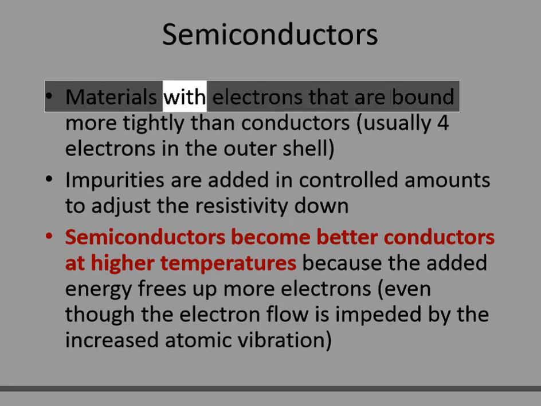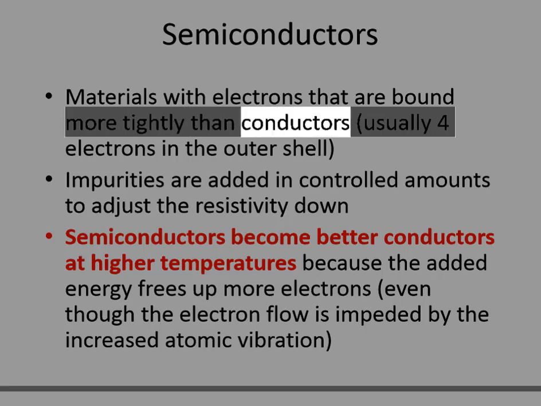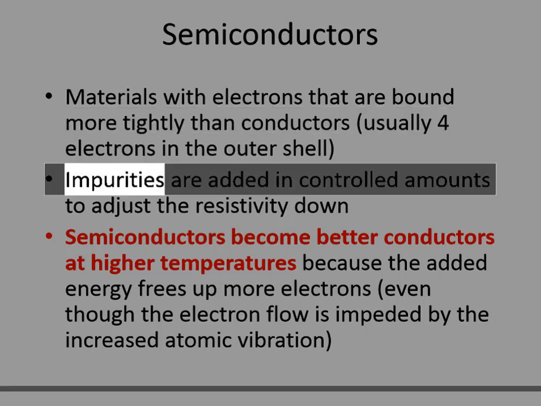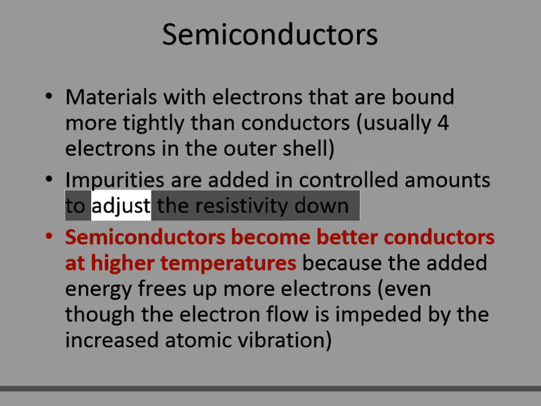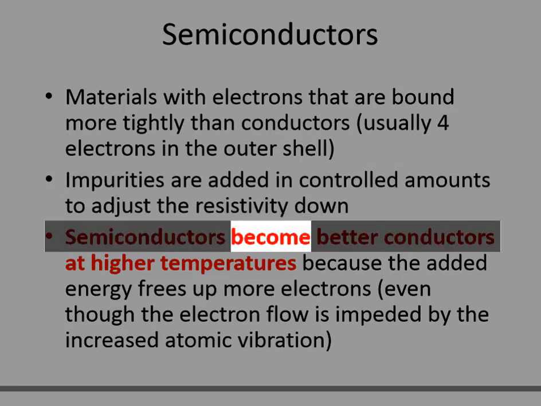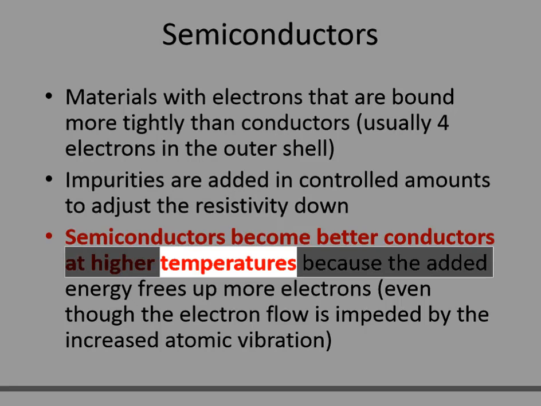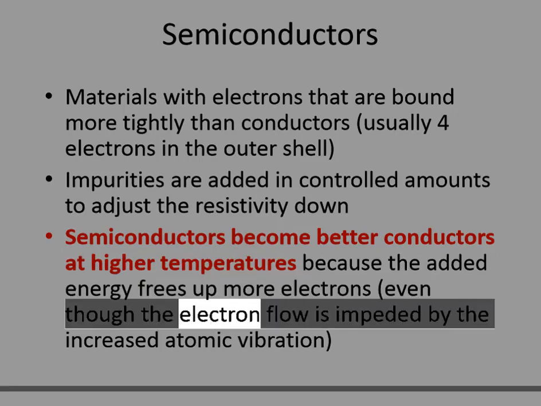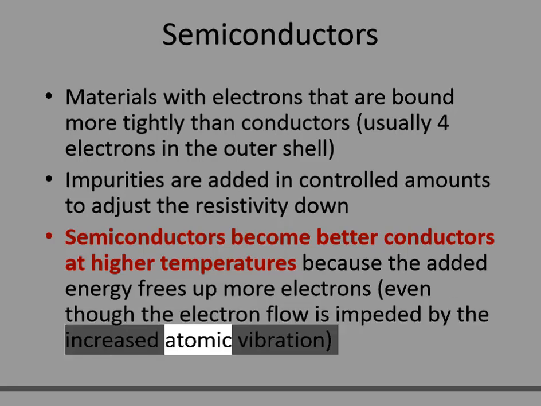Semiconductors, materials with electrons that are bound more tightly than conductors, usually 4 electrons in the outer shell. Impurities are added in controlled amounts to adjust the resistivity down. Semiconductors become better conductors at higher temperatures because the added energy frees up more electrons, even though the electron flow is impeded by the increased atomic vibration.